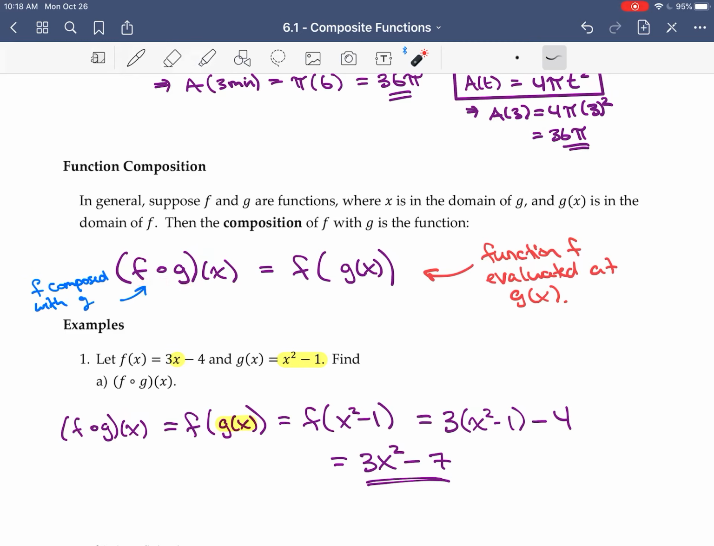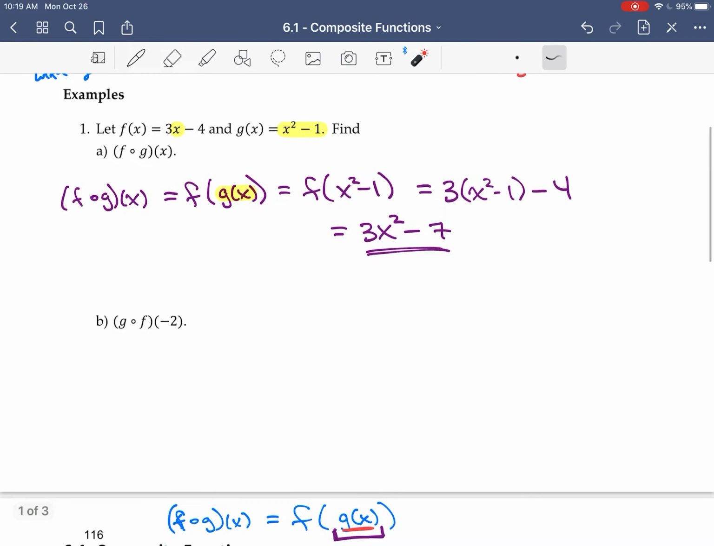And the way that we compute that is f goes on the outside, and then it's g of x on the inside. So it's f of, okay, not multiplied, but of g of x. So that means it's function f evaluated at g of x. So everywhere you see x in the equation for f of x, you're going to insert g of x. Okay, so that's what that means.